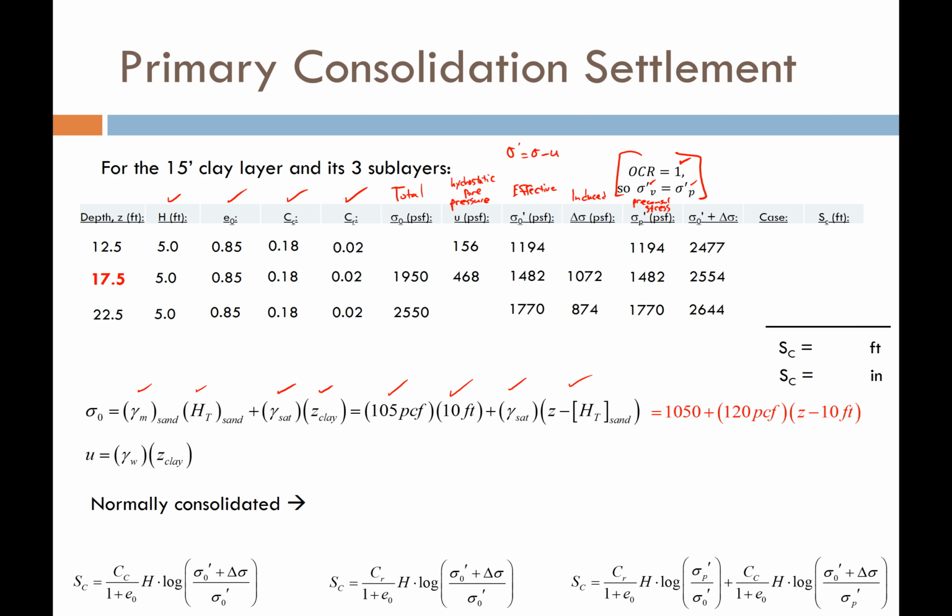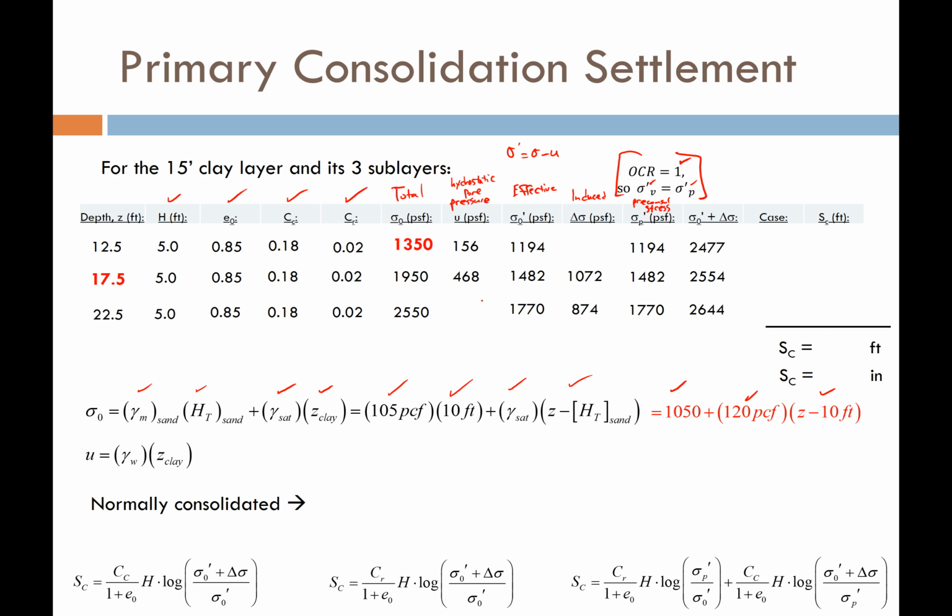So if I compute that for my first sublayer, this is 105 times 10. That's this guy right there. Here's the 120. That's the saturated unit weight. And then there's the Z minus 10 feet. That's this relationship between depth below ground surface and the thickness of the overlying sand. So if I compute that, I get 1,350 pounds per square foot total stress in my first layer.